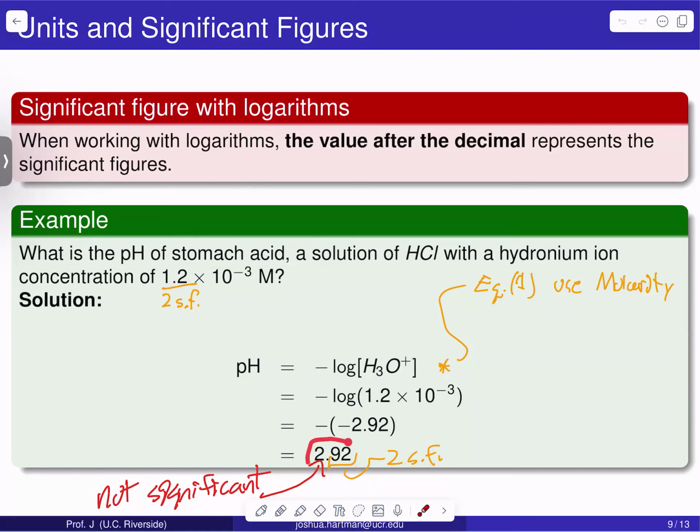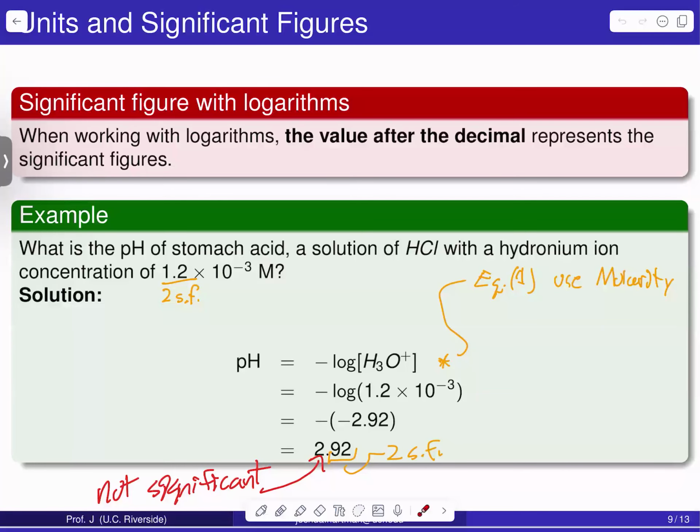Now, at first glance, this might look like we have 3 sig figs, but remember, it's the value after the decimal point that is significant. So in reality, the 2 sig figs here are represented by the 2 digits after the decimal point, and this 2 on the left of the decimal point is in fact not significant. And so it's important to keep this point in mind when you're either calculating a pH or calculating a concentration from a pH.